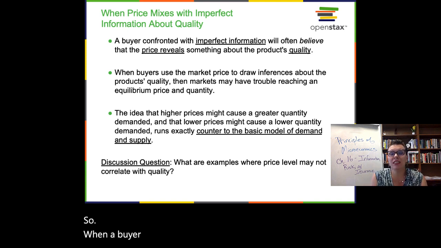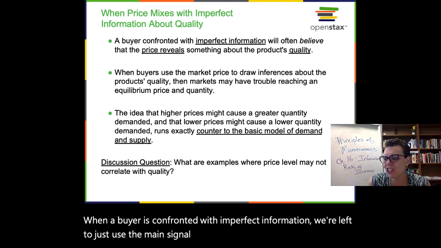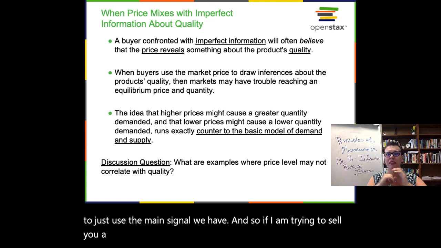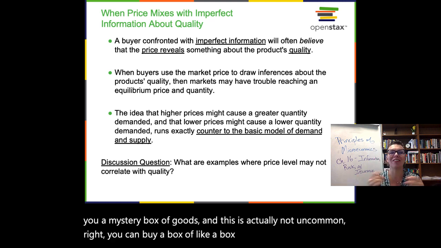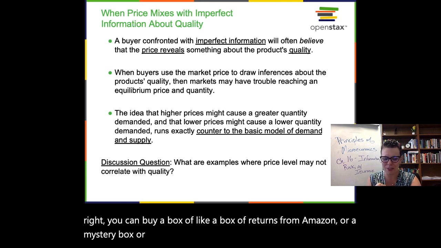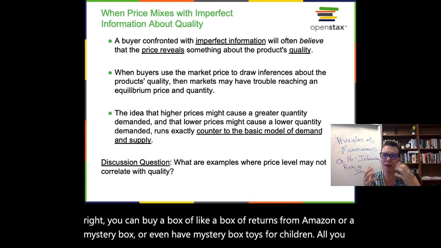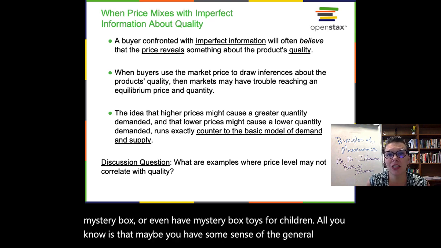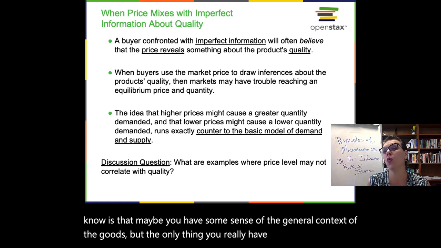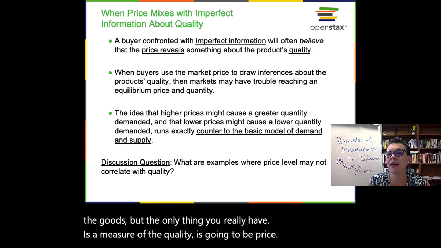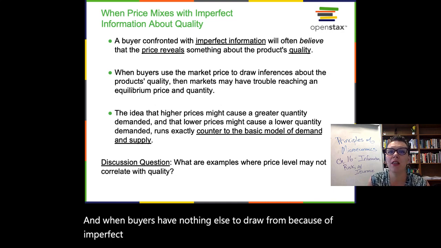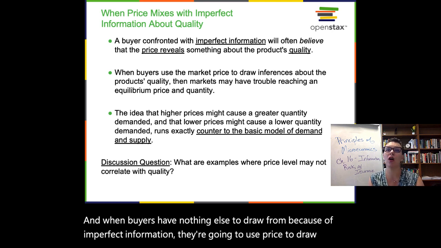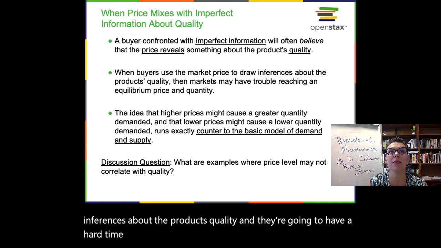So, when a buyer is confronted with imperfect information, we're left to just use the main signal we have. If I am trying to sell you a mystery box of goods, and this is actually not uncommon, right? You can buy a box of returns from Amazon or a mystery box, or even mystery box toys for children. Maybe you have some sense of the general context of the goods, but the only thing you really have as a measure of the quality is going to be price. And when buyers have nothing else to draw from because of imperfect information, they're going to use price to draw inferences about the product's quality, and they're going to have a hard time getting the market to equilibrium.